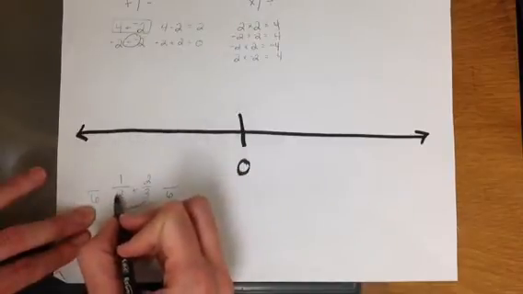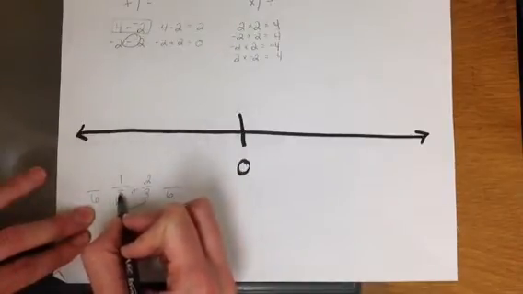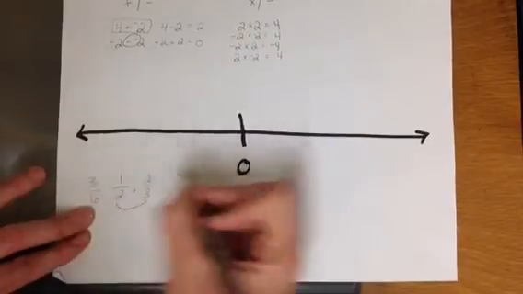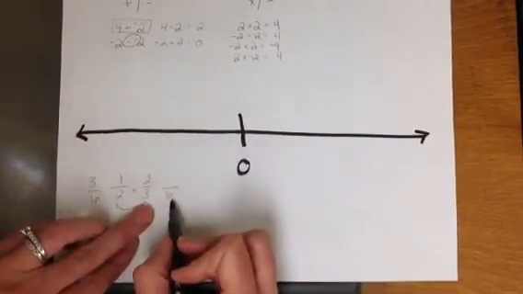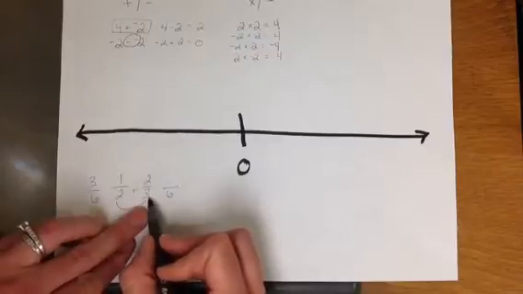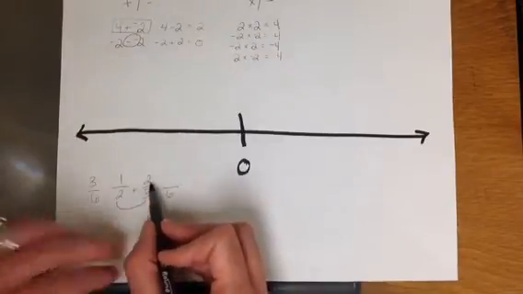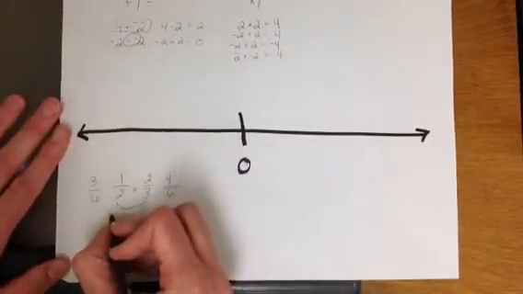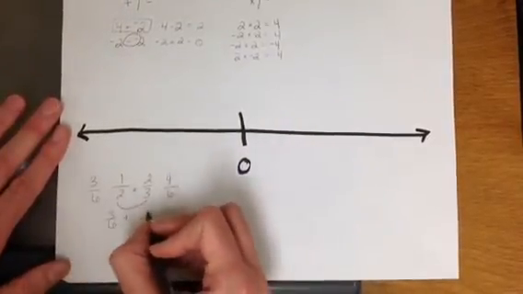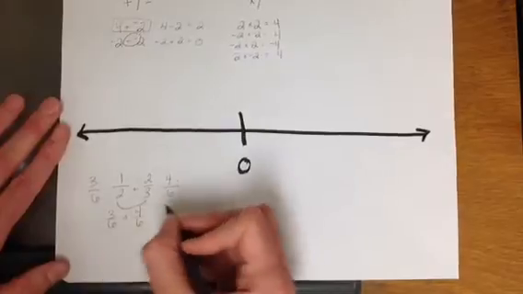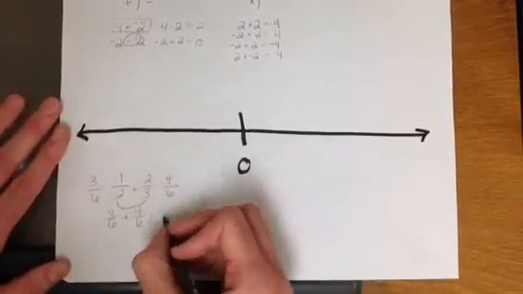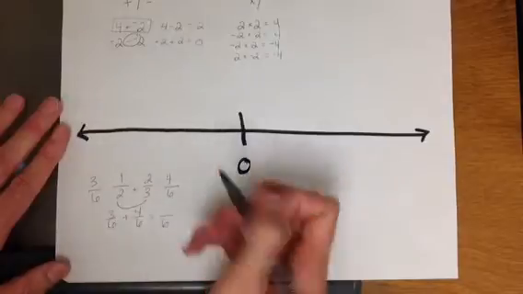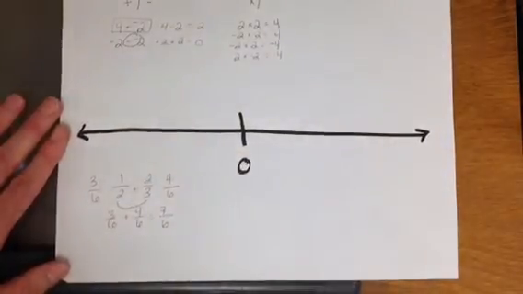We change this to 6 by multiplying 2 by 3. What you do to the denominator, you have to do to the numerator. 1 times 3 equals 3. We would change this to 6 by multiplying the 3 by 2. What you do to the denominator, you have to do to the numerator. 2 times 2 equals 4. So now we're dealing with 3/6 plus 4/6. And we know that the denominator would stay the same, and we'd add 3 and 4 to equal 7/6.